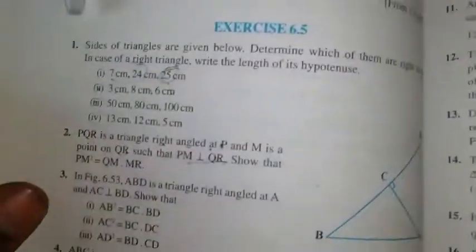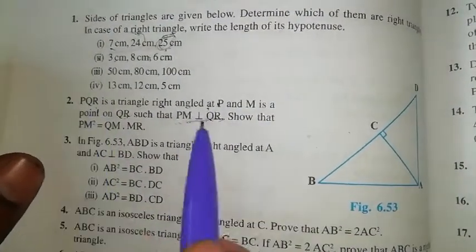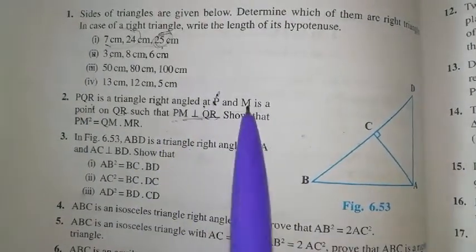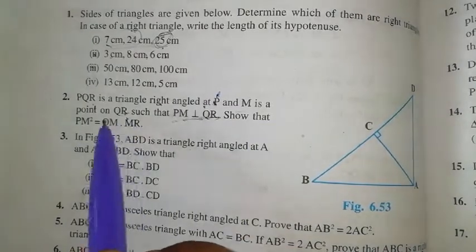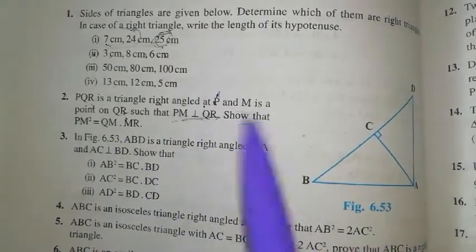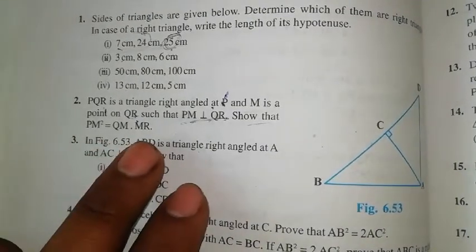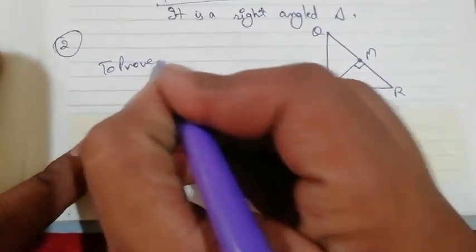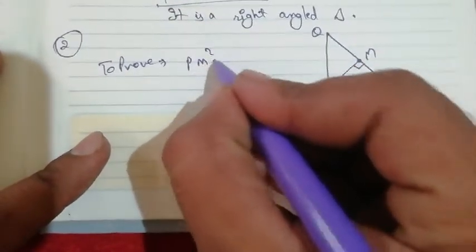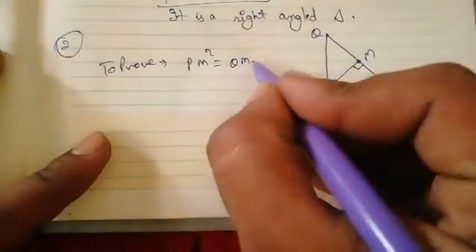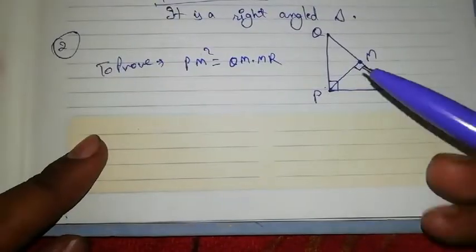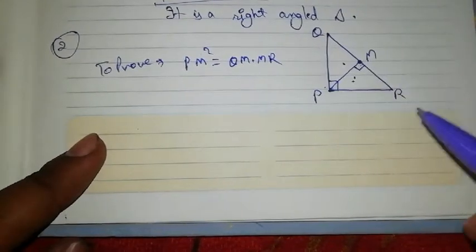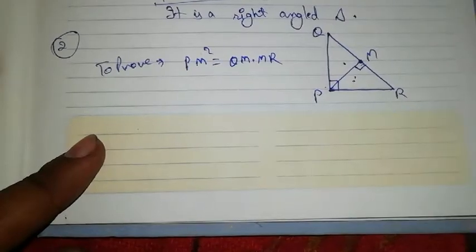Now let's do the next question. In the next question it is said that we have a triangle PQR which is right angled at P. So angle P is equal to 90 degrees, and M is a point on QR such that PM is perpendicular to QR, and we have to show that PM square is equal to QM into MR. Now what we have to prove here is PM square is equal to QM into MR. If we have these two triangles similar, then we can take their ratios as equal.